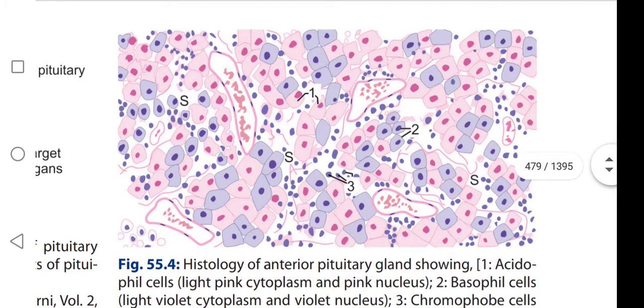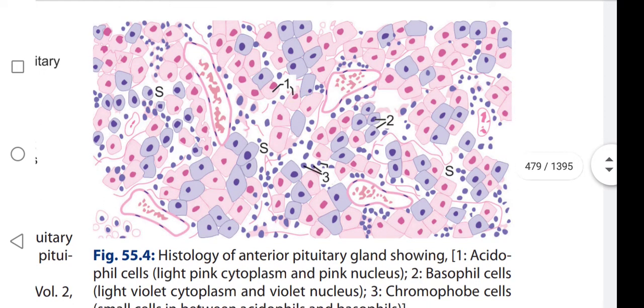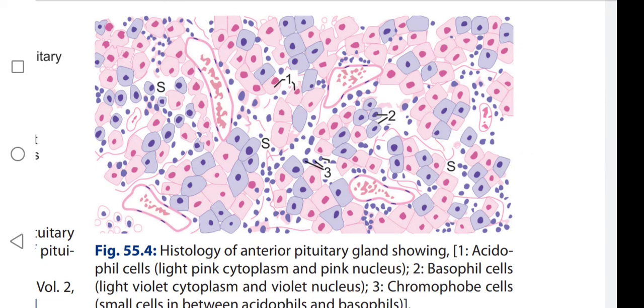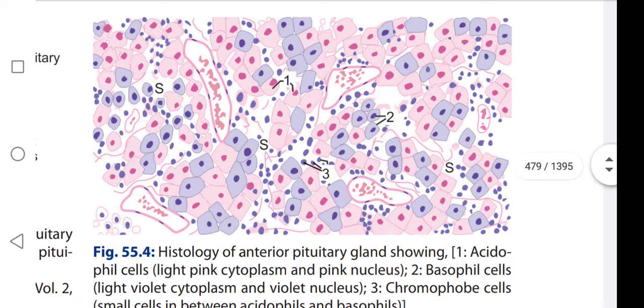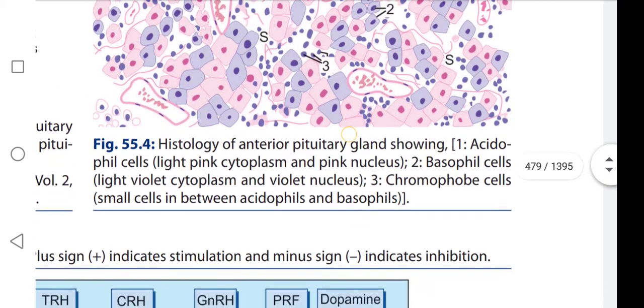This is the histology diagram of anterior pituitary. The cells appearing here in a light pinkish color are the acidophils, and the cells that appear in a light to violet color cytoplasm and dark violet nucleus are the basophils. And the chromophobes, that means they take up no stain. The small cells in between the acidophils and basophils, with a violet color and whitish cytoplasm, are the chromophobes. Okay guys, this is the histology of anterior pituitary gland.